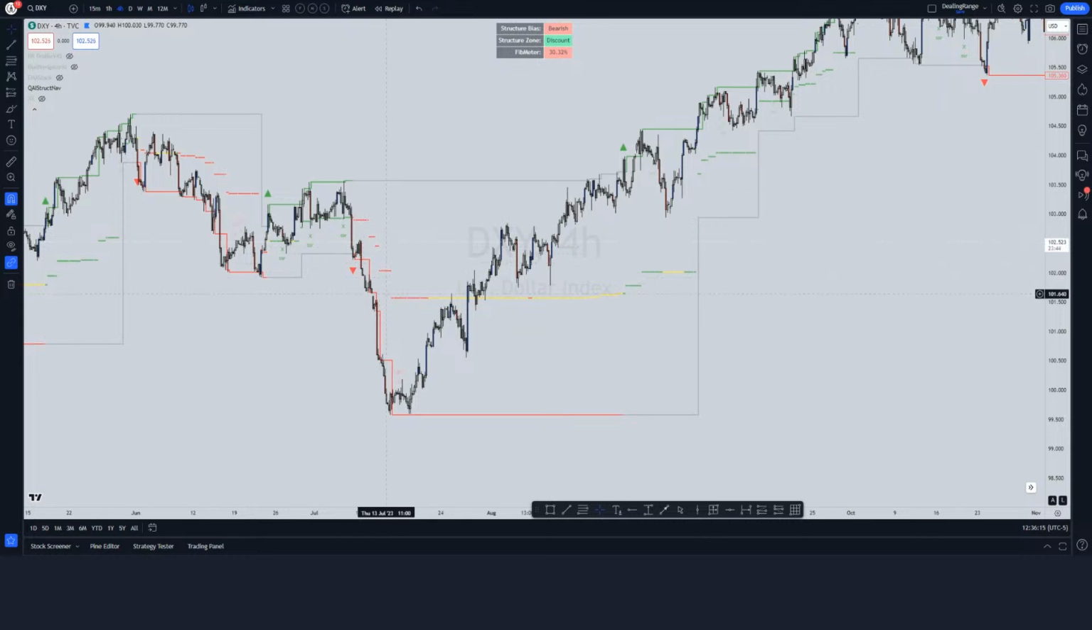Another line that you see is this dotted line. This is the equilibrium line. This is basically the 50% midpoint of the range. This line also has significance. It can either be red, yellow, or green. When it's red, even though the bias turned red here, so we have a bearish structure, the midline also turned red, so it's confirming the bearish structure.